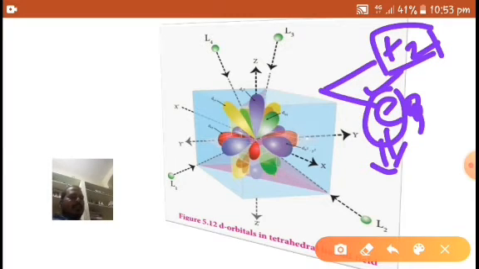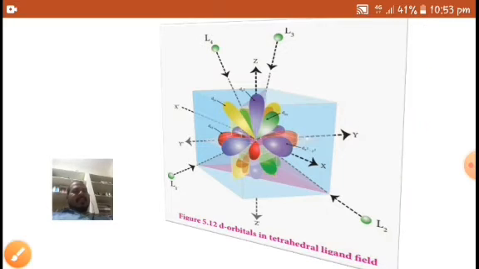So the first point we should keep in mind while understanding d orbital splitting in tetrahedral complexes is that ligands approach the metal ion between the axes. So the d orbitals which lie between the axes, their energy will be increased because there is a repulsion between the electrons in the d orbitals of the metal ion and the ligand. So t2g energy will be increased and eg energy will be decreased.